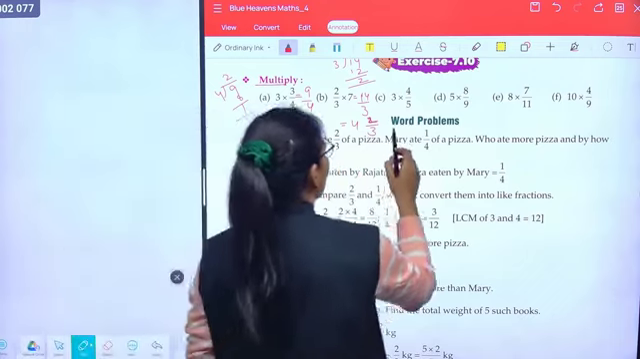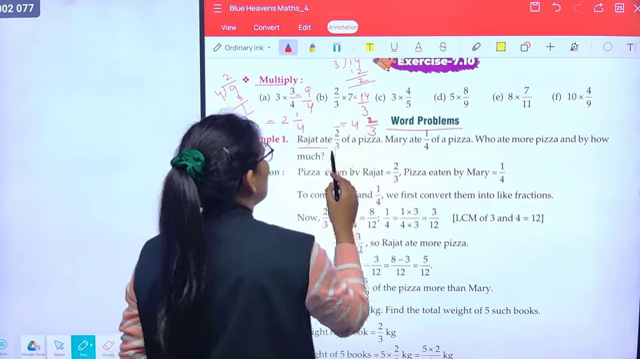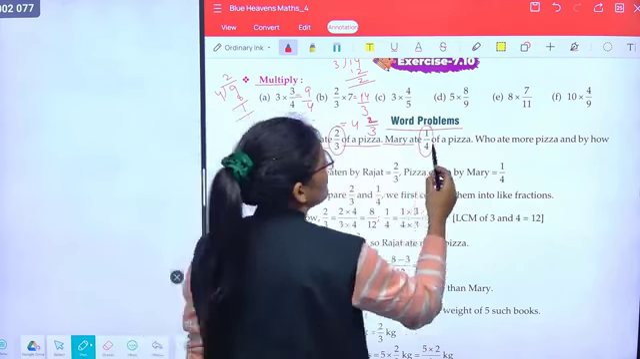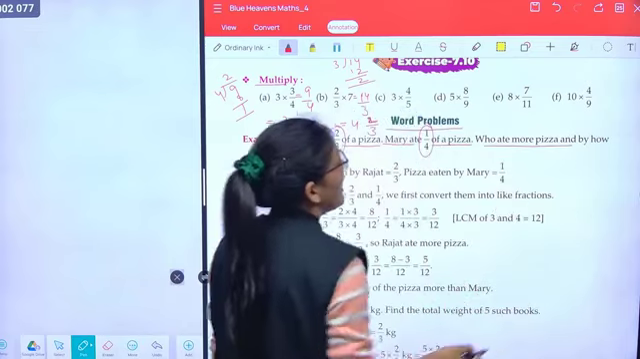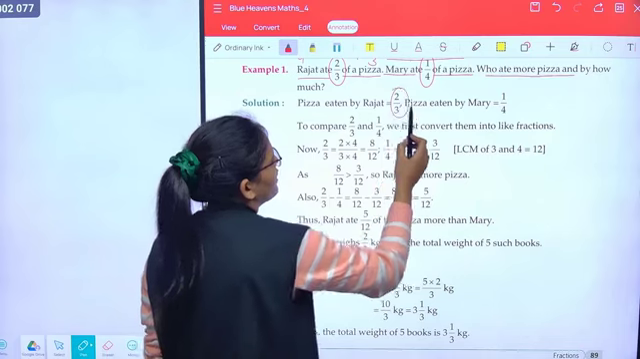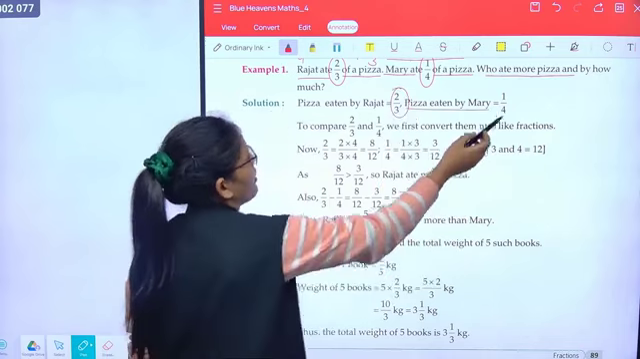Now students, word problem. Rajat ate 2/3 of pizza. Mary ने कितना खाया? 1/4 of pizza. Who ate more pizza and by how much? Pizza eaten by Rajat 2/3. Pizza eaten by Mary 1/4.